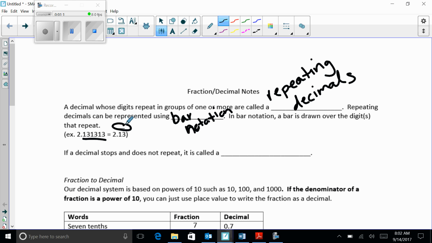So if we go down to the next line, if a decimal stops and does not repeat, it is called a terminating decimal. Think about it like the Terminator. It stops everything when it destroys it.